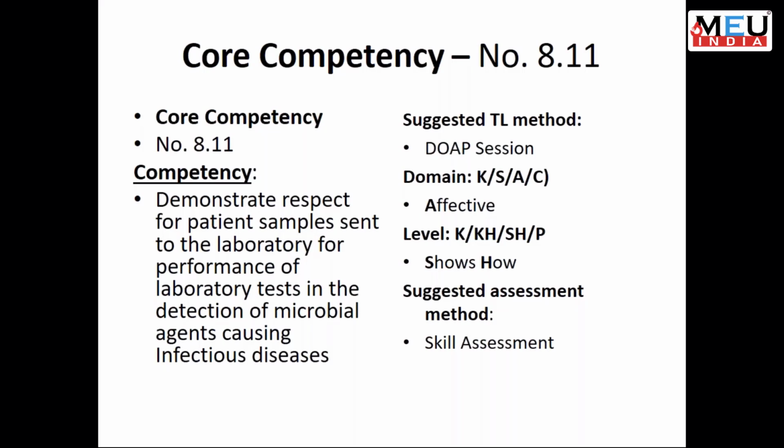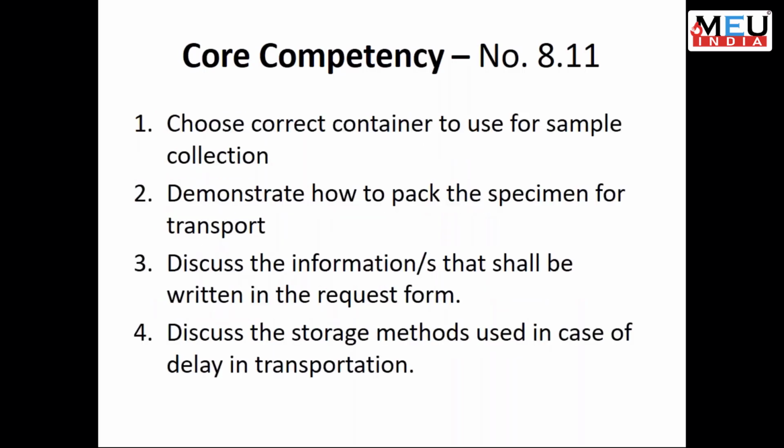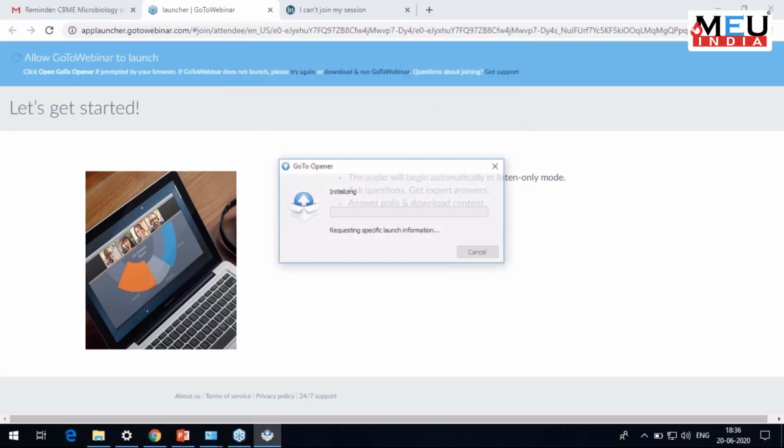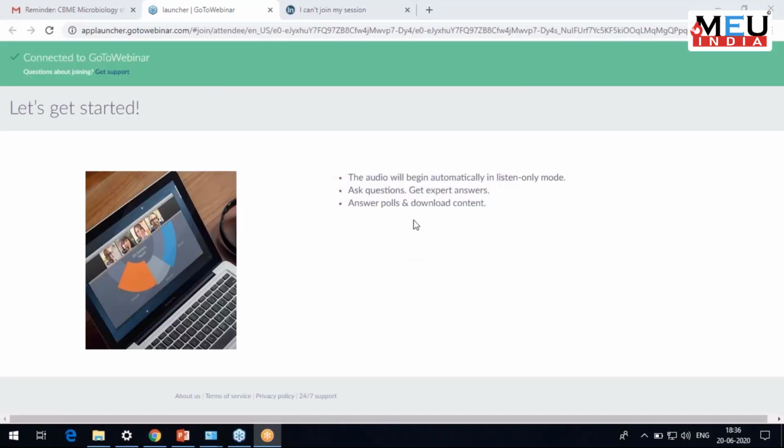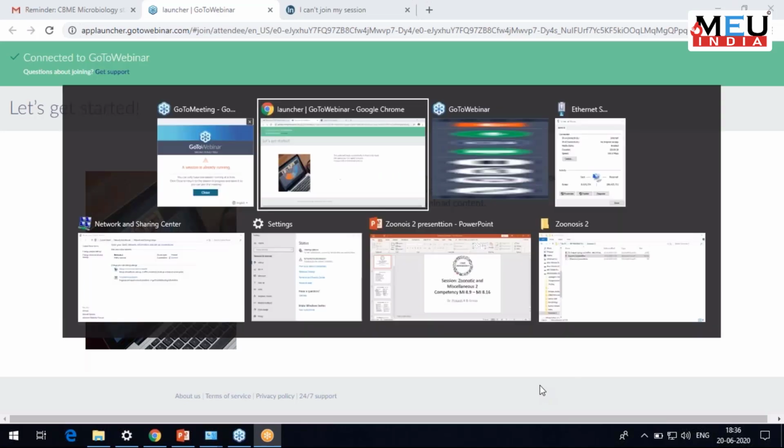Dr. Nagaraj has also joined now. Yes, sir. If you want to continue, you can continue, sir. Okay, yes, sir. Sir, please share screen. Yes, we can see your screen. Just open the PowerPoint. Okay, sir.